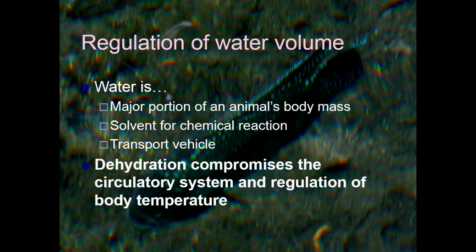Now, when an animal becomes dehydrated, therefore, we are going to compromise the circulatory system. We are going to compromise the concentration gradients in different ions that are important for maintaining life processes. And we're also going to compromise the regulation of body temperature. So water volume is very important.